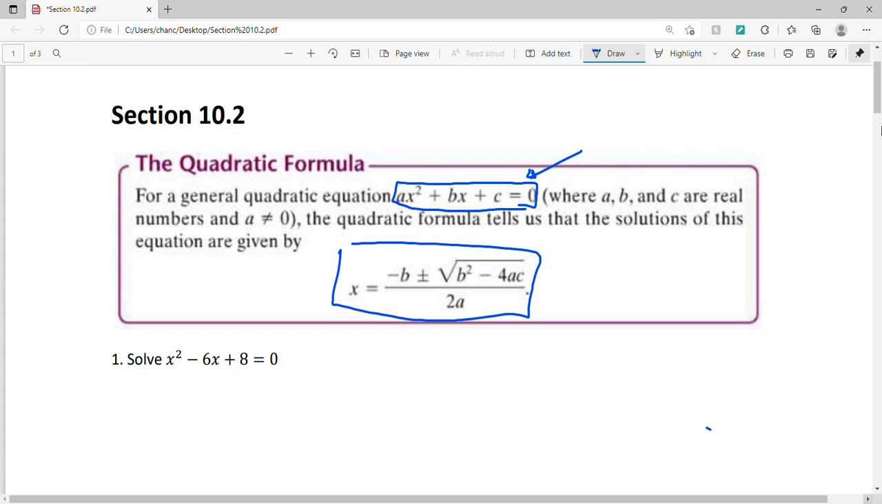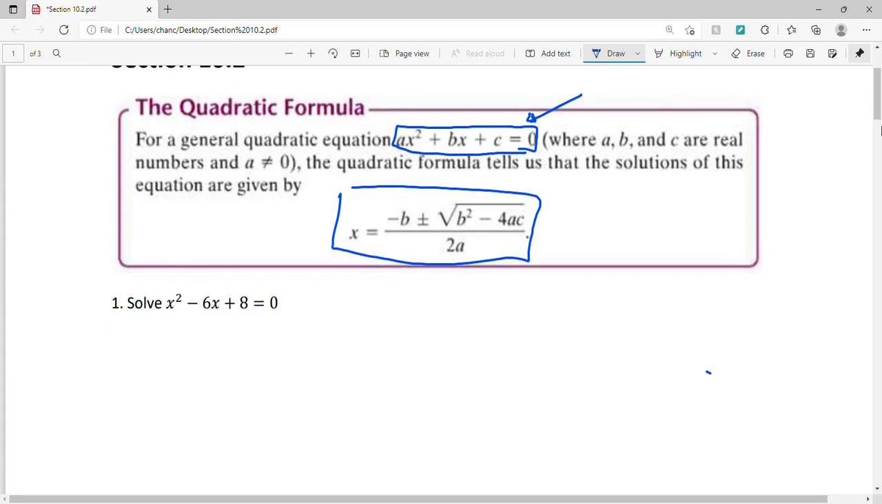Let's try example 1. It says x squared minus 6x plus 8 equals 0. So it's in that standard form that we want. And so we can figure out what a is. a is the coefficient in front of the x squared. So in this case, a equals 1. The b is the coefficient in front of the x, and this means b is negative 6. The constant term on the right here is c, so c equals 8.